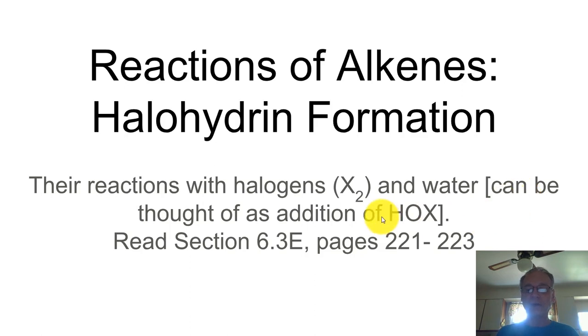So we add halogen in water, and sometimes this is thought of as addition of HOX, in other words, hypochlorous acid or hypobromous acid, as HOCl or HOBr, and that's how they refer to it in the heading of the section in the book that I'm going to ask you to read, section 6.3 on pages 221 to 223. And so just so you don't get confused, it's the same thing as adding Br2 or Cl2 in water to an alkene.